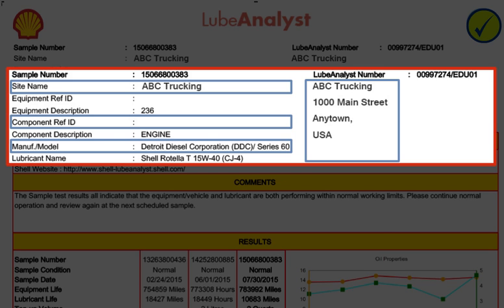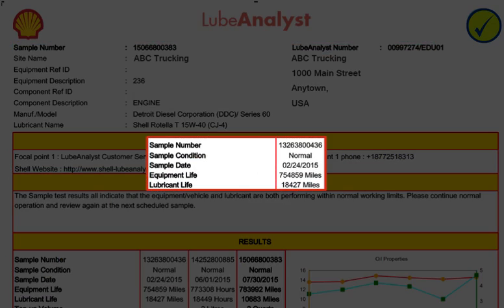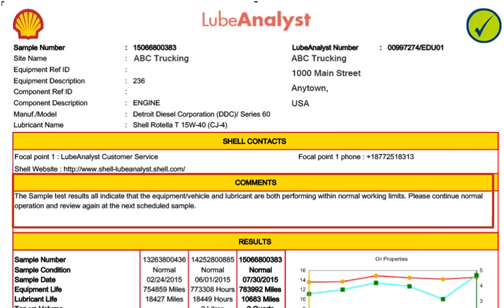Remember, once your equipment and associated components are registered in the system, you should always use the unique Shell LubeAnalyst number assigned to this equipment or component when registering samples. The first line in the results table is the specific sample number and the date the sample was taken. The component life and the lubricant life are crucial in our analysis, helping us determine if the right lubricant is being used and if there are any significant changes.